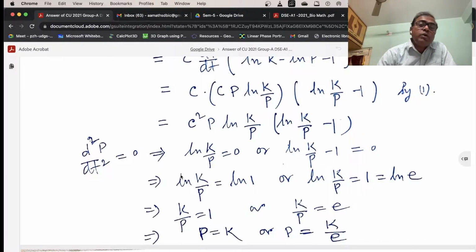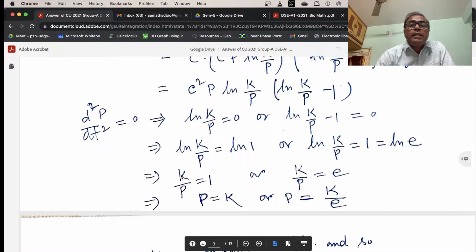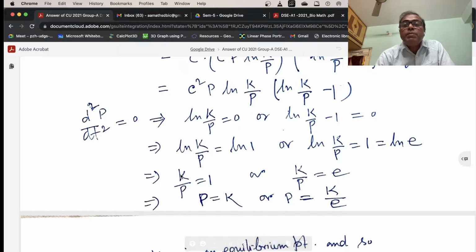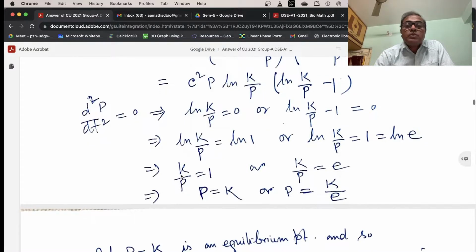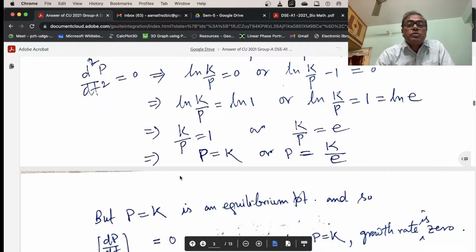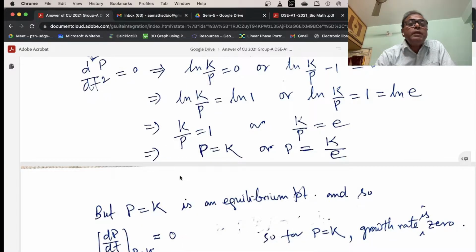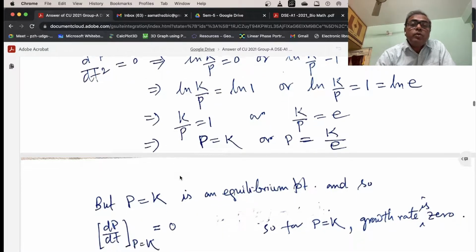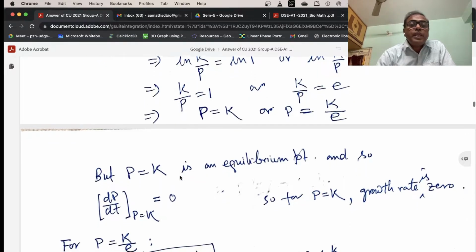Now the second derivative equal to 0 implies that ln(K/P) = 0 or ln(K/P) minus 1 = 0. Now ln(K/P) = 0 means ln(K/P) = ln 1, so K/P = 1, that is P = K. And from ln(K/P) minus 1 = 0, we get 1 = ln e, so K/P = e, and so P = K/e. So we get two values of P when d2P/dt squared = 0: P = K or P = K/e.